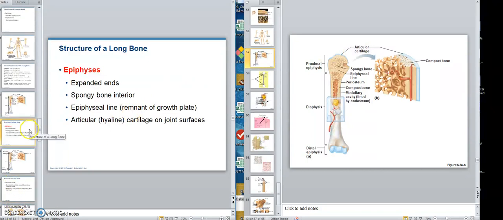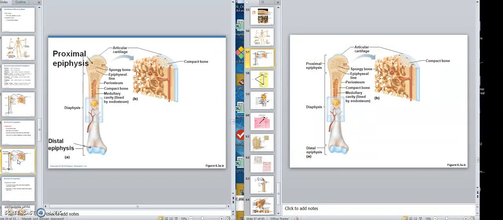So we go further. Here's the proximal epiphysis, distal, and you'd have to have that within the skeleton to know which hooks to which. I mean, you don't have to if you already know where it hooks, because you can have it laying on the table and know this is proximal and distal. Okay.